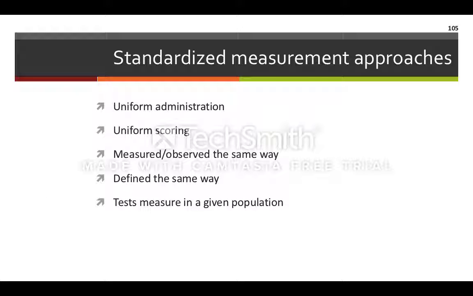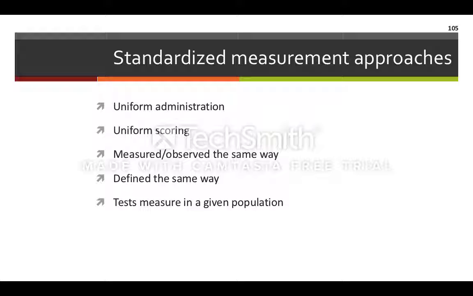So when using standardized instruments or standardized measures, the key here is uniformity. So we administer it the same way every time. It's scored the same way every time. We're using the same definition at all times. It's important to keep in mind, though, that measurement or how a concept is defined can vary a lot population to population. And so this is where it comes back to what's called norming, or establishing norms for a test.